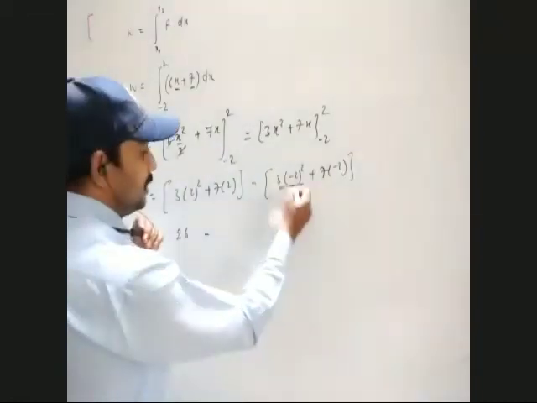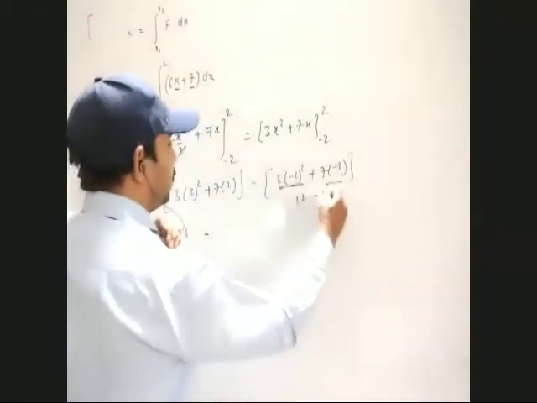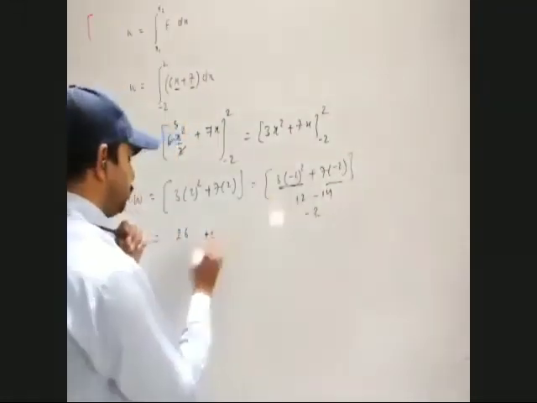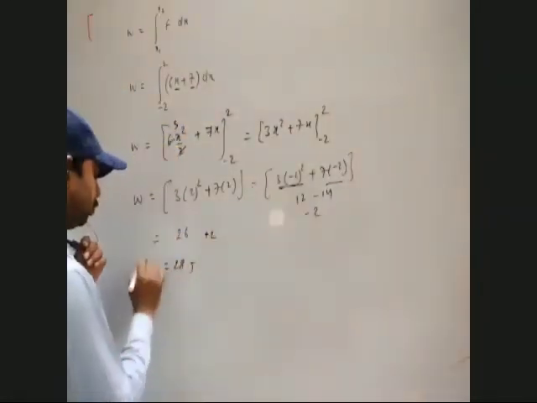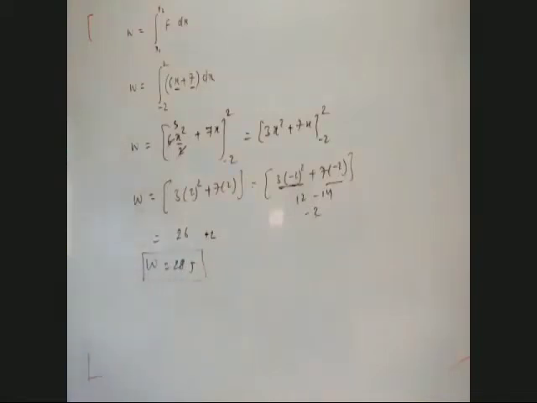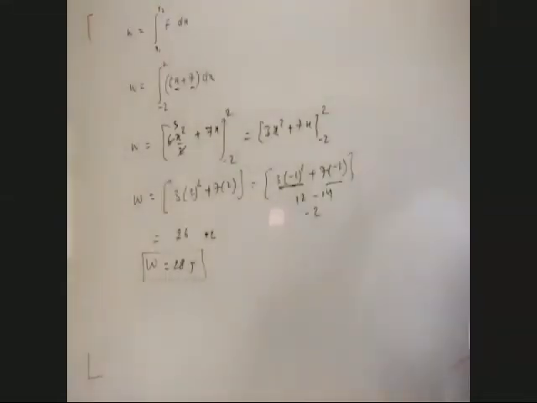Minus, it is 12 and it is -14. 12 minus 14 is -2, minus of -2 gives plus 2. Answer will be 28 Joule. No, it is positive. Plus 28 Joule. Answer will be plus 28 Joule.